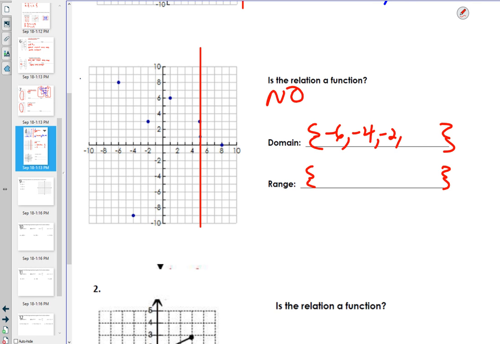What's the next one? 5. Do we have 2 5s in there? No, just one. So he repeats what we read it once. And then 8. Good. How about for the range?